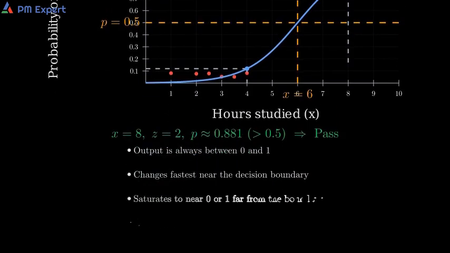Why a sigmoid? Because probabilities must stay between 0 and 1. Small increases in x near the boundary change p quickly, while far from the boundary the probabilities saturate near 0 or 1. This matches many real-world problems like pass or fail, buy or not buy, click or not click.